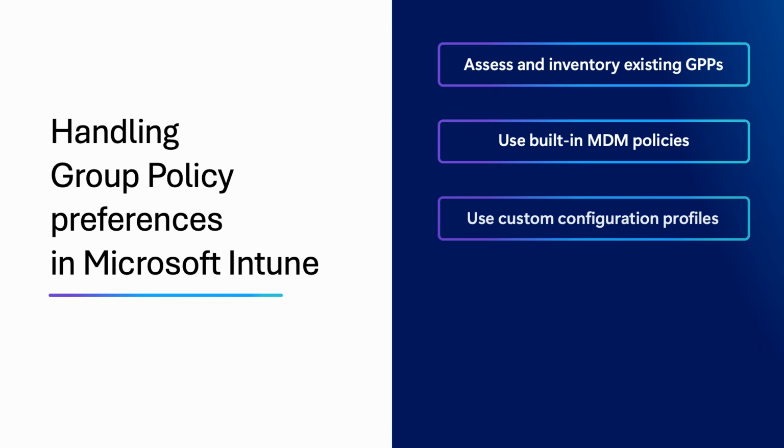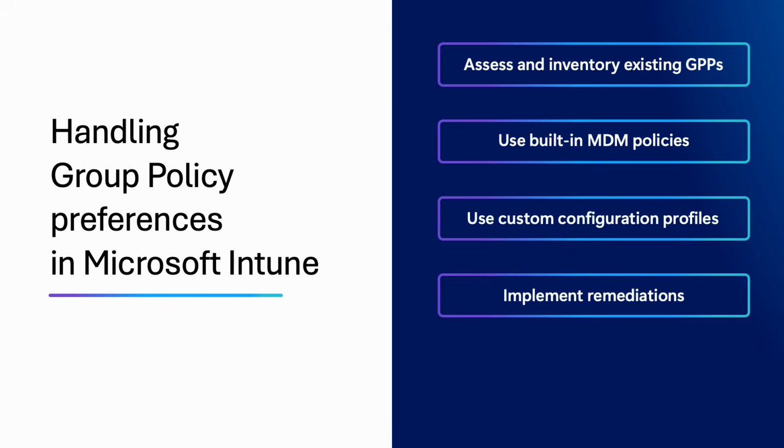For settings that do not have direct equivalents in Microsoft Intune, create custom configuration profiles using OMA URI or PowerShell scripts. This approach allows you to replicate functionality of group policy preferences while leveraging the capabilities of your MDM solution or Microsoft Intune to assign, deploy, and monitor these settings on targeted devices.